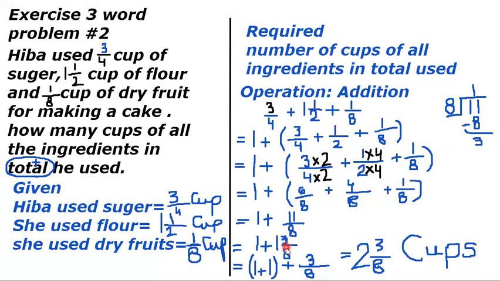Now we will add the whole number parts. 1 plus 1, this 1 cup plus this 1 cup gives us 2 cups, and the fractional part 3 upon 8 goes as it is. So it gives us a sense that she uses 2 full cups, and out of 8 parts of a cup she uses 3 parts. In total she used 2 whole 3 upon 8 cups of all the ingredients.